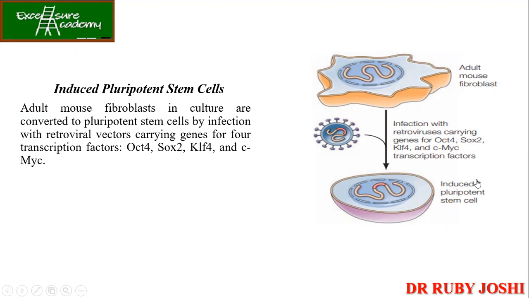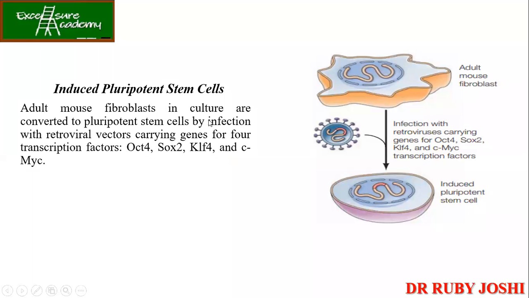Now it is being induced. Why? Because of the presence of these 4 transcription factors. So guys, this is important. Please, please, please, remember this. These are the 4 transcription factors which are required to convert any somatic cell into induced pluripotent stem cells: OCT4, SOX2, KLF4 and c-MYC. Okay.